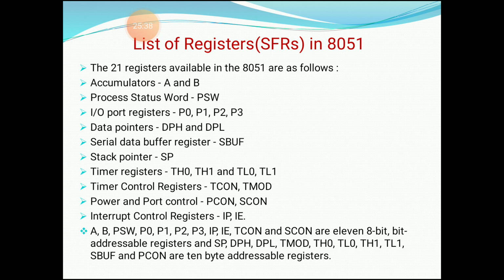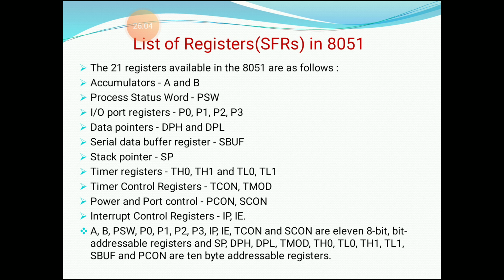Among these 21 registers, 11 registers are bit addressable registers and 10 registers are called byte addressable registers. That is, in a bit addressable register, the programmer can access bit data from the register or byte data from the register. A byte addressable register means the programmer can access 8-bit data, or a byte of data, from the register.